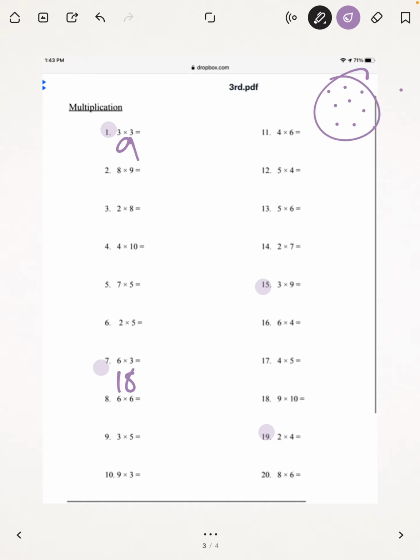Or you could draw the circles like this. Not this circle, this circle, okay? Okay, 9 times 3, 9 plus 9 plus 9, we could do 1, 2, 3, 4, 5, 6, 7, 8, 9. And if you count it up, it goes 27. 2 times 4 basically means 4 plus 4, which is 8.